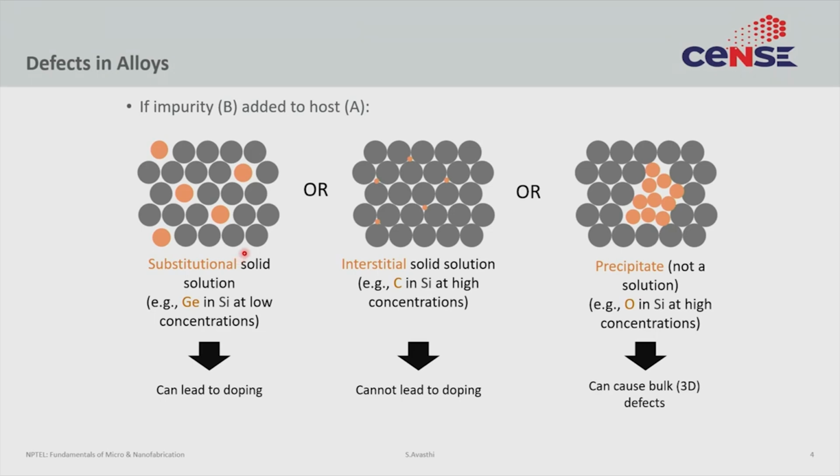Now, for that to occur, the group 5 element must be in the position where silicon is supposed to be. Only then the bonding occurs and you get that extra electron, right.